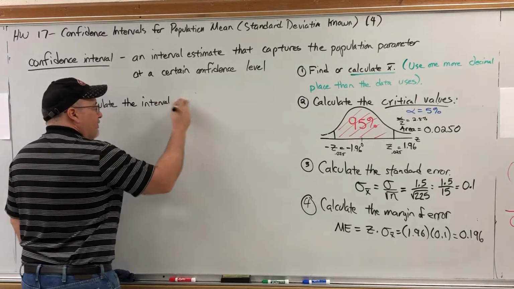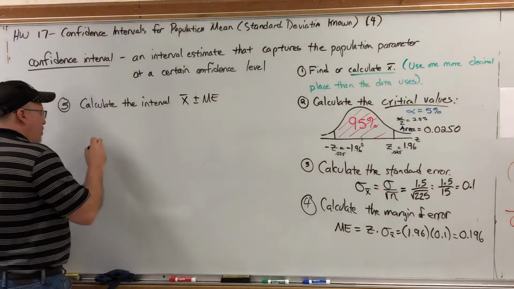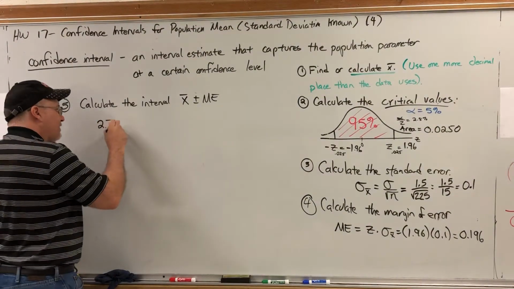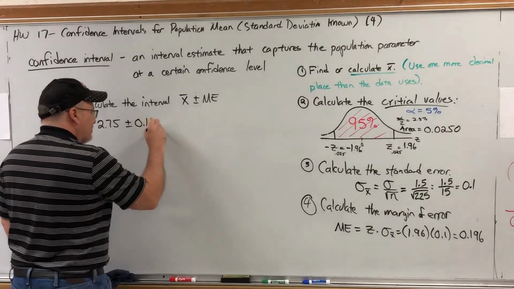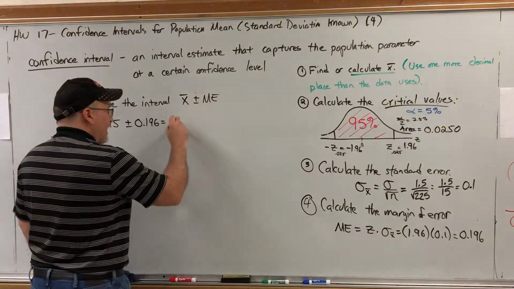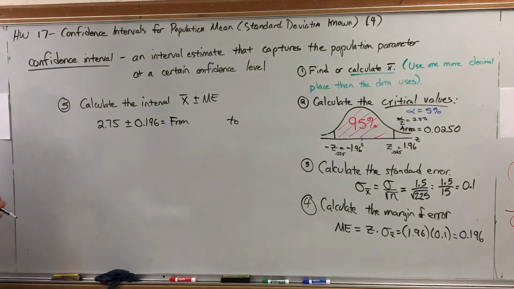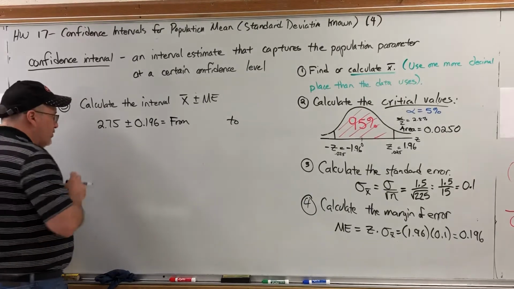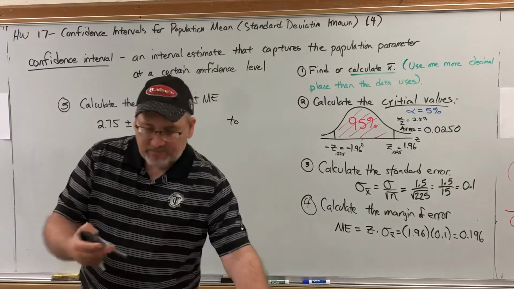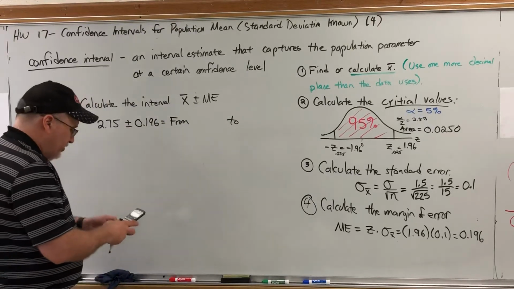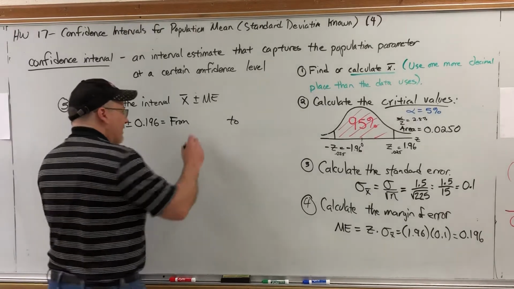And the interval is of the form x bar plus or minus the margin of error. So our x bar was 2.75 plus or minus our margin of error, 0.196. And so we just have to do a subtraction problem and an addition problem and say that it's from this number to that number. So if we do 2.75 minus 0.196, calculator. 2.75 minus 0.196 is 2.554.